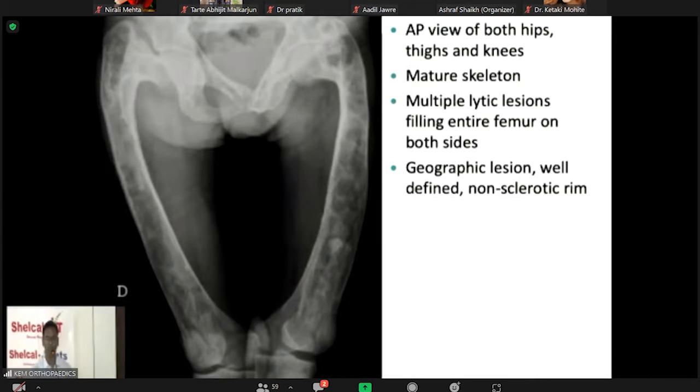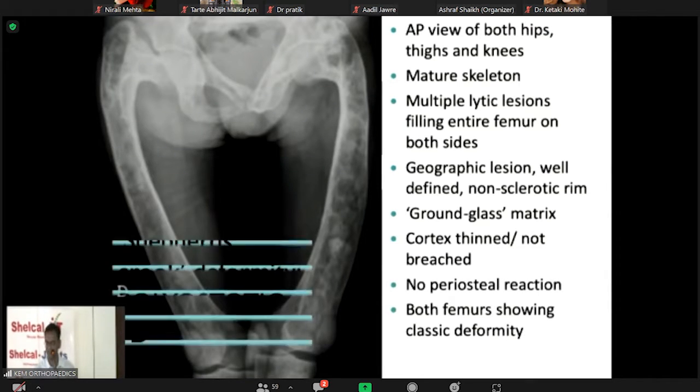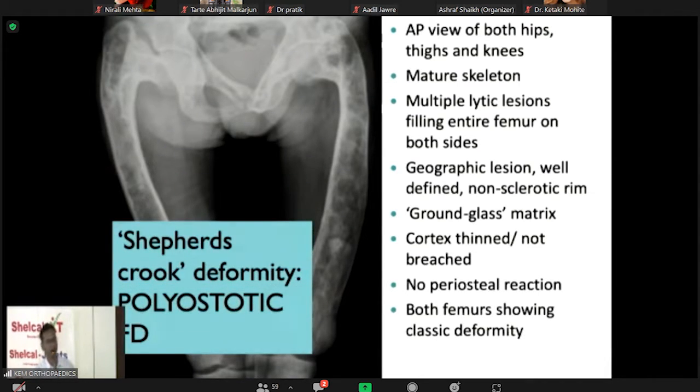With shepherd crook deformity. And ground glass appearance of the cortex. Absolutely correct. What I mean to say is, don't hurry to the shepherd crook deformity. We all know that you know that. Fine. So the polyostotic fibrous dysplasia.